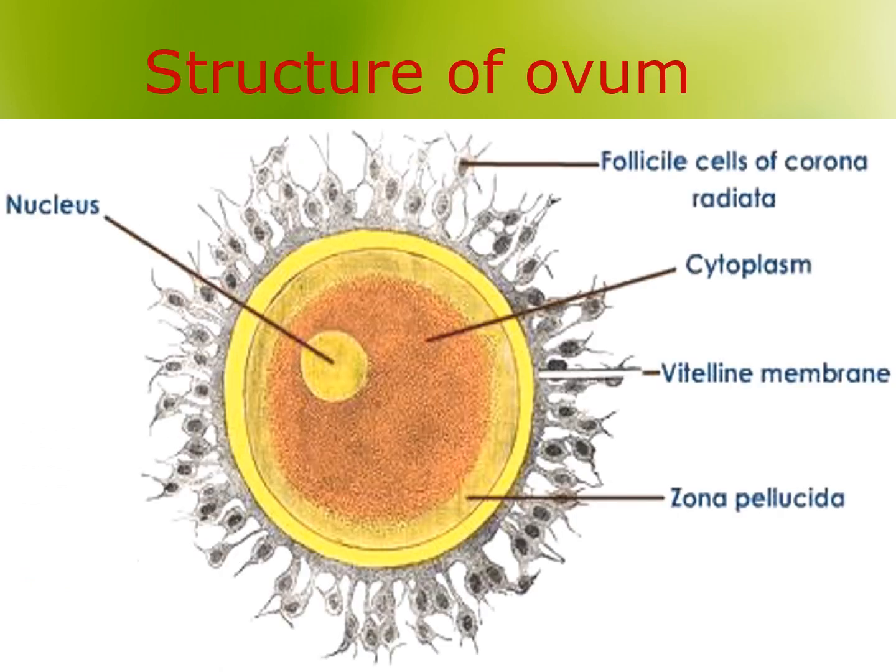And now let us see the structure of the ovum. Here we can see a nucleus in the center, surrounded by the cytoplasm. It has a thicker proteinaceous membrane known as the zona pellucida, and the cell membrane or vitelline membrane is there, and outside the vitelline membrane, follicles of corona radiata are surrounding it.